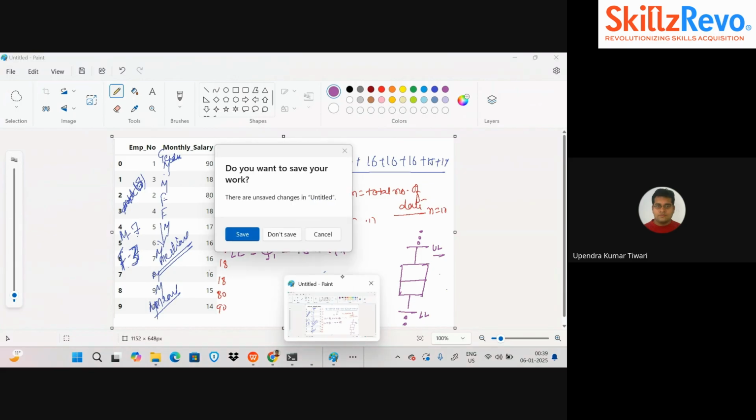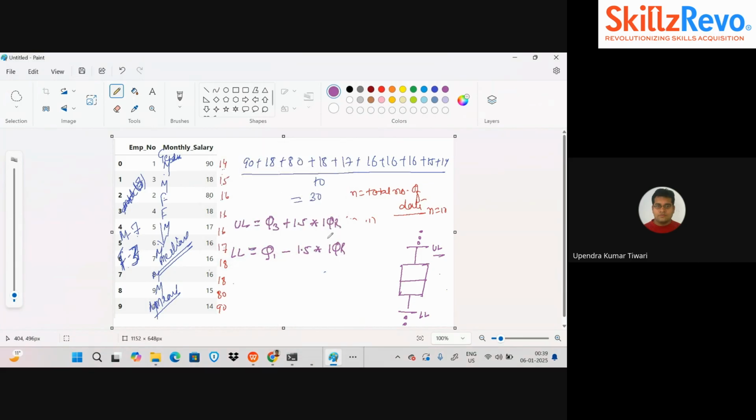Let's calculate the upper limit. What is the value of Q3 in our case? 18. And the value of IQR? 2. So 1.5 into 2 is 3. So 21 will be my upper limit. And the lower limit: Q1 was 16, minus 1.5 into IQR, which is 3, so the lower limit will be 13. It means any value less than 13 is an outlier, and any value greater than 21 is an outlier.